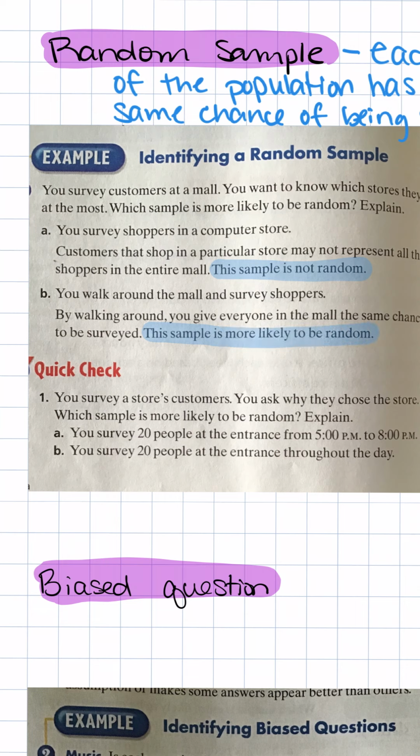So tell me what you think about this. You survey a store's customers. You ask why they chose the store. Which sample is more likely to be random? A, you survey 20 people at the entrance from 5 to 8. B, you survey 20 people at the entrance throughout the day. What do you think? Take a guess.